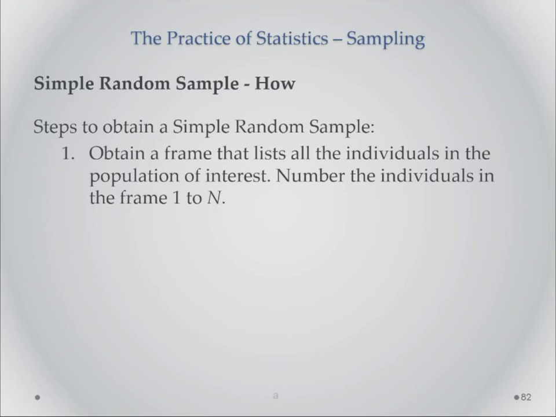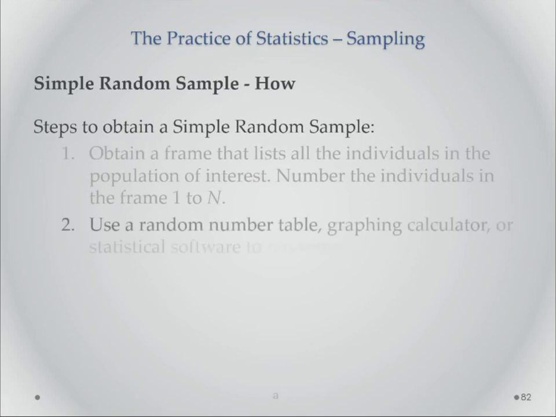First thing is we start out with a frame that lists all of the individuals in the population of interest. And then we number those individuals from 1 to the total number. So if you have 300 individuals in a population, then we need to list every one of those individuals from the first one with number 1 to the 300th one. So we want to number each of those from 1 to 300.